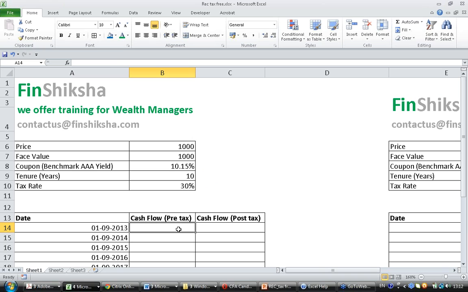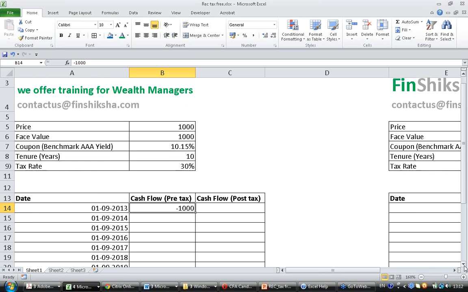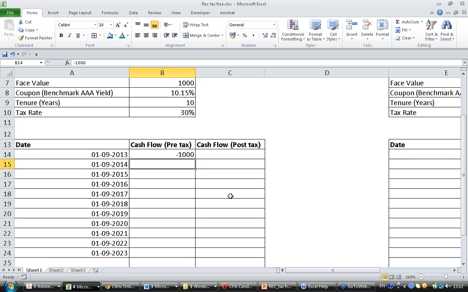So the pre-tax cash flows of this bond will look like this. Initially you have to pay 1000 rupees, which is an outflow. When we are buying a bond, we will spend 1000 rupees, so purchasing a bond is an outflow, so we put minus 1000. After that, what we will get is the face value of the bond, that is 1000 rupees, into the coupon rate, that is 10.15%. This is what we will get as interest every year. So 1000 into 10.15% is what we will get as coupon every year, which is 101.5.